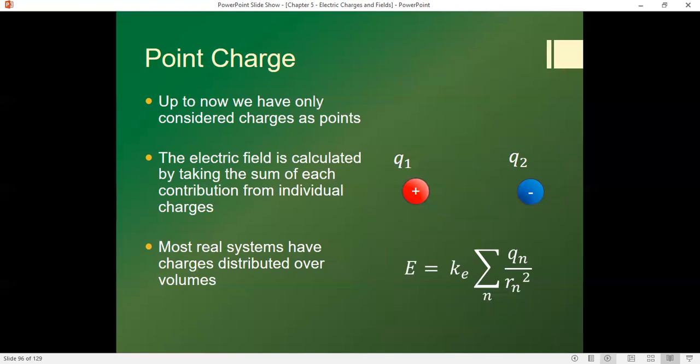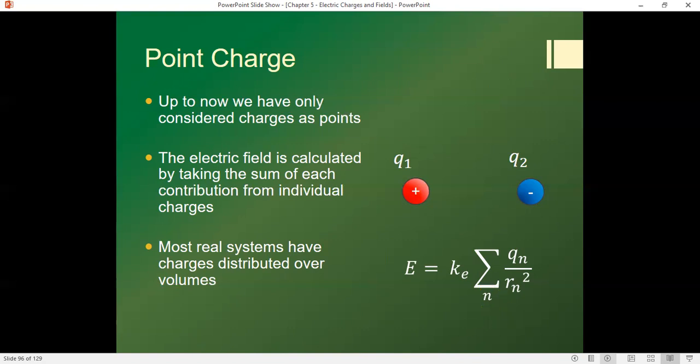So for instance, if I wanted to find out what the electric field was at this point, I would calculate the electric field due to this charge. So we'll call that E1. And I calculate the electric field due to this charge. I'll call that E2. Actually, it's negatively charged, so it would be pointing in the opposite direction. And I just add the vectors together, and that would give me some resultant. I can do this with as many charges as I want, up to an infinite number of charges, and determine the electric field at any point in space.